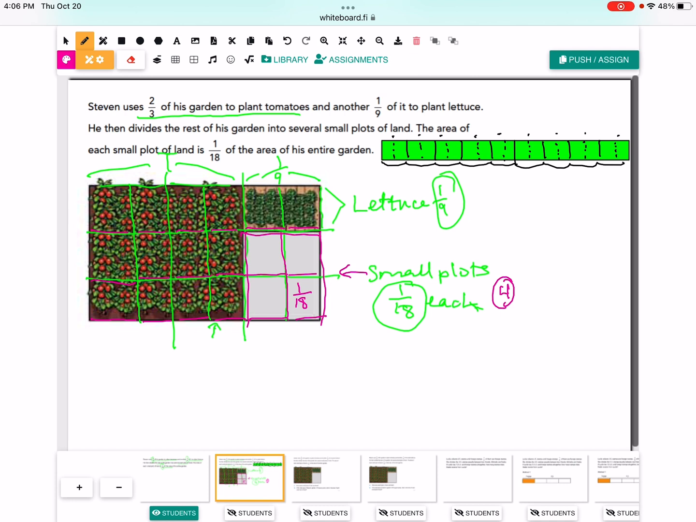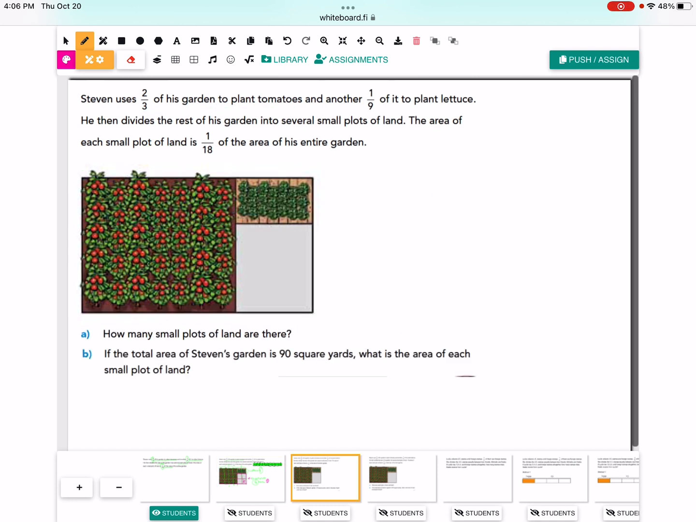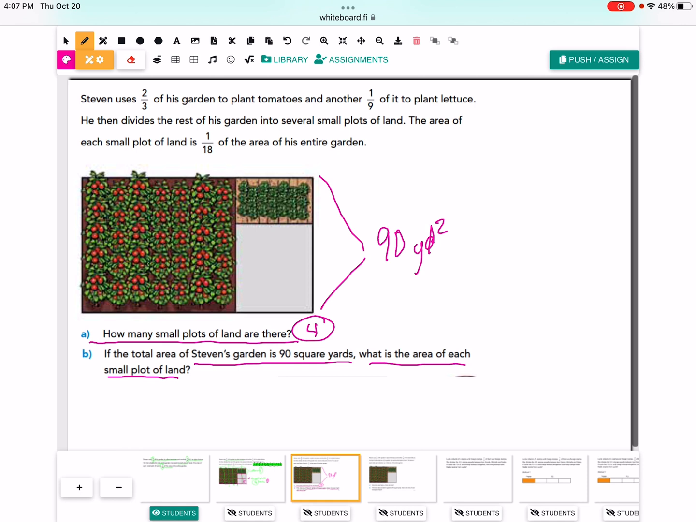So let's go to the next slide and see what we see in terms of the questions. Well, one of the questions is, how many small plots of land are there? And I just answered that, 4, just by looking at my picture, right? So then the next one is the total area of Stephen's garden is 90 square yards. So the entire area, this whole thing, is 90 square yards. And given that, what is the area of each small plot of land?